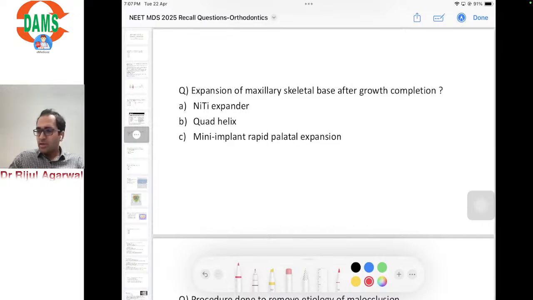So if anyone has the correct fourth option of this, I can write it down. So someone said it's coffin spring.